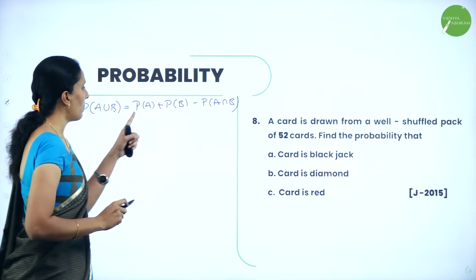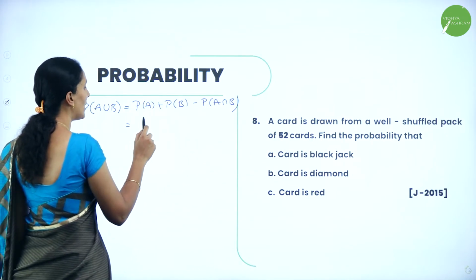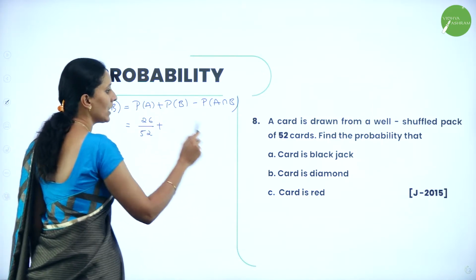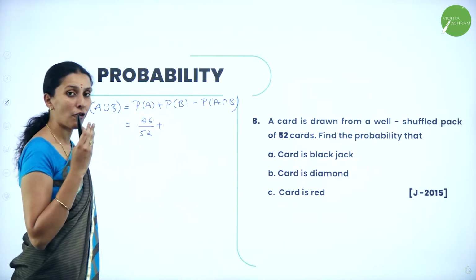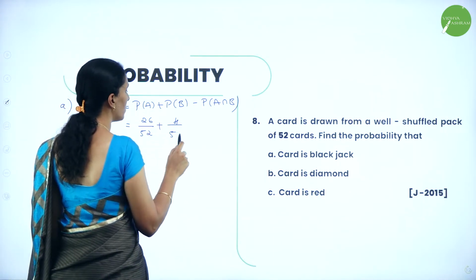Now probability of A means getting black. So how many black cards we have? 26 black cards out of 52. How many jack cards we have? We have 4 jacks from all the suits. So therefore 4 out of 52.